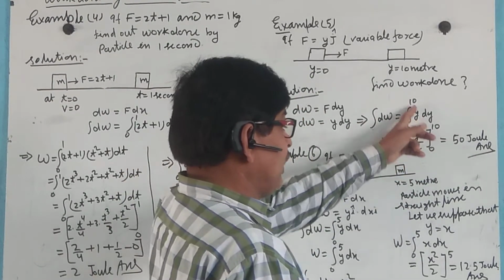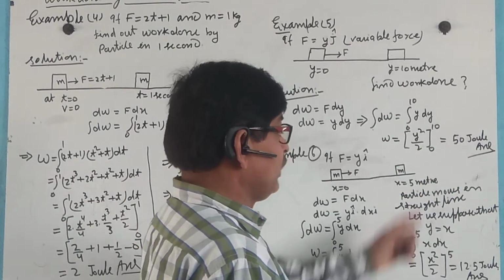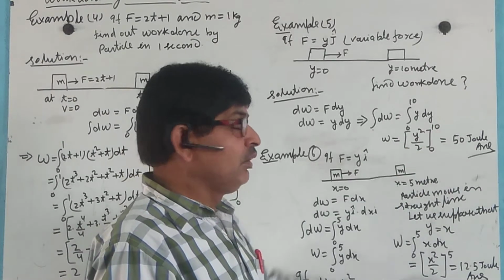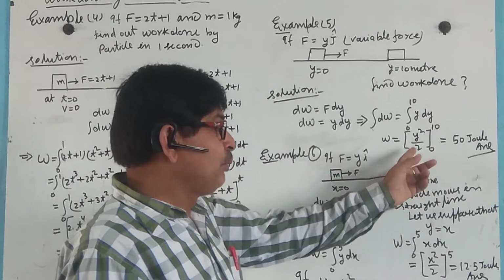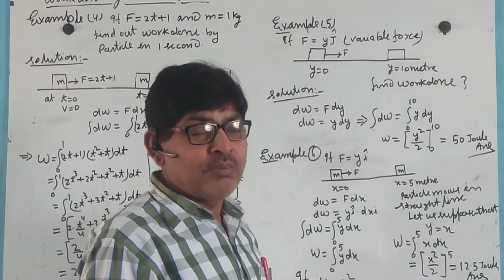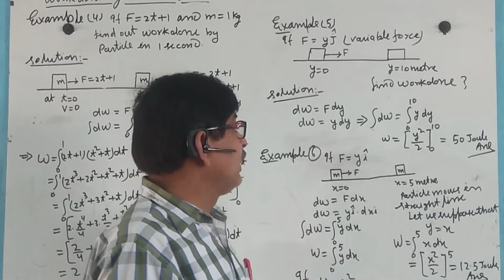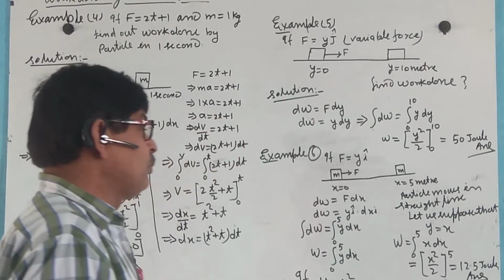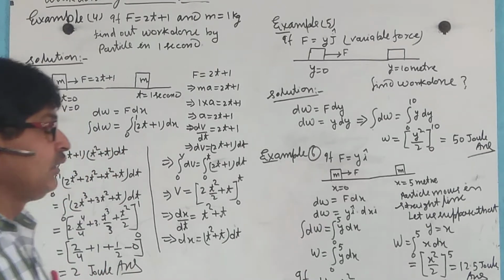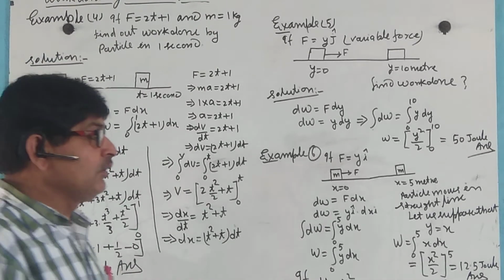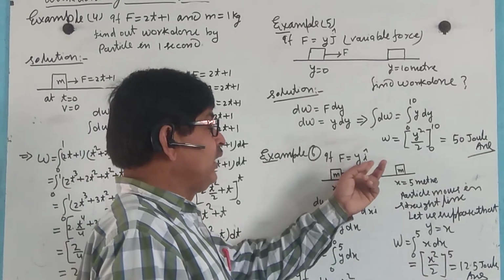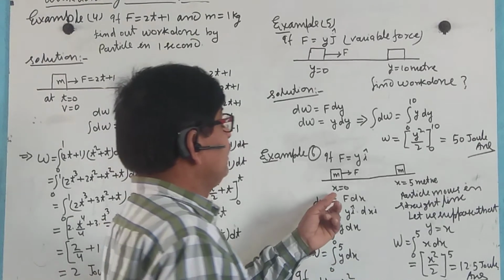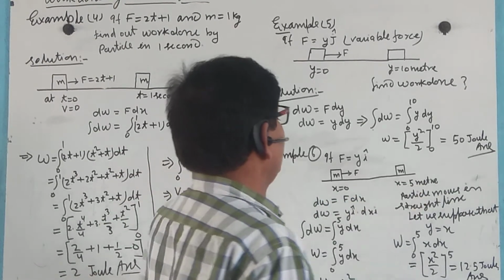The integration of y is y square by 2. Putting y equal to 10, 10 square is 100, divided by 2 is 50, and at y equal to 0 it is 0, so in this case the work done will be 50 joule. Now example 6: here force F is equal to y i, and displacement x goes from 0 to x equal to 5 meter.